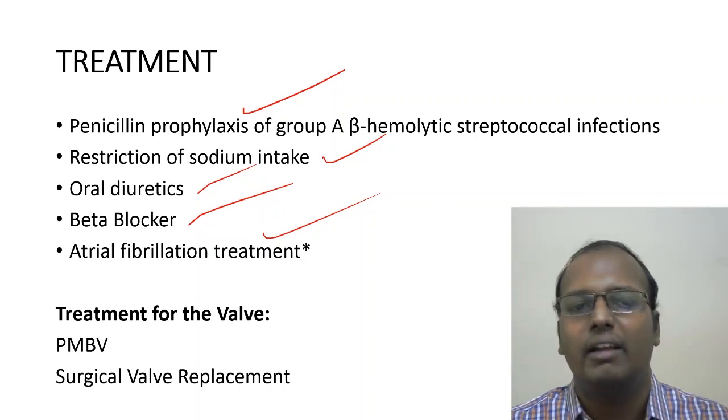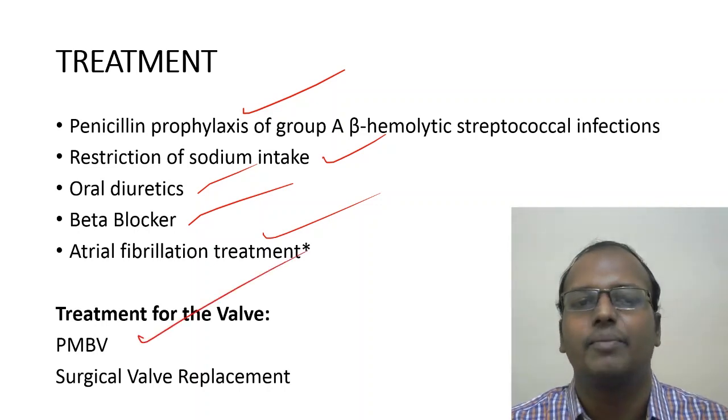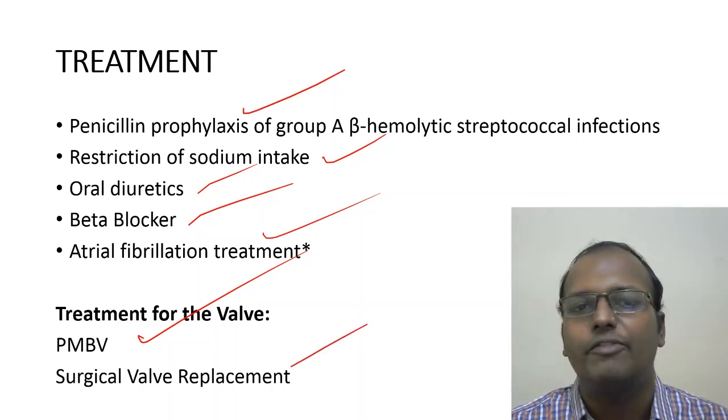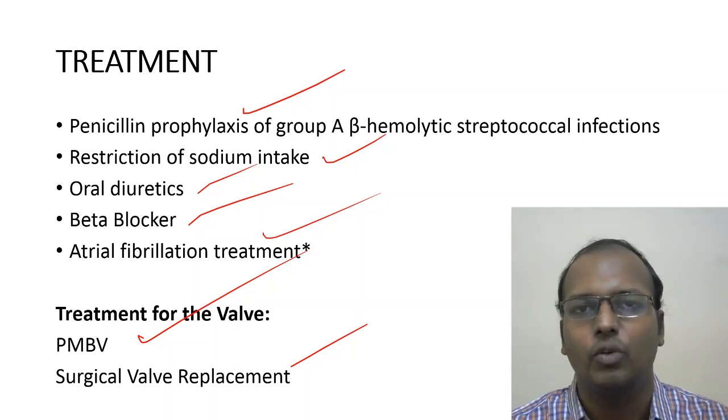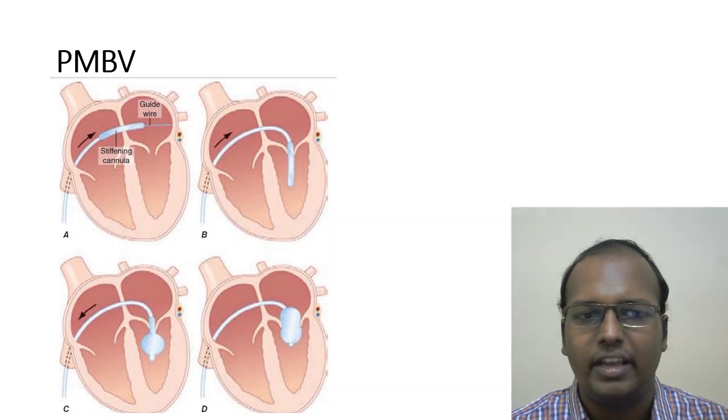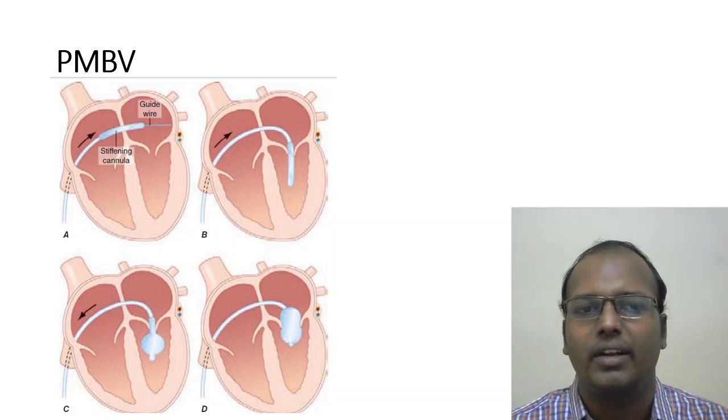And treatment of the valve, there are two options. One is percutaneous mitral balloon valvotomy, and the other is surgical valve replacement. If a valve is amenable to balloon valvotomy, then balloon valvotomy does a good job. So how will you do that? You will insert a catheter through your femoral vein. You will go through the inferior vena cava into the right atrium. Then you will puncture the septum and go into the left atrium.